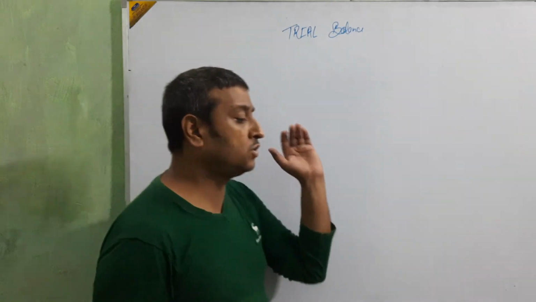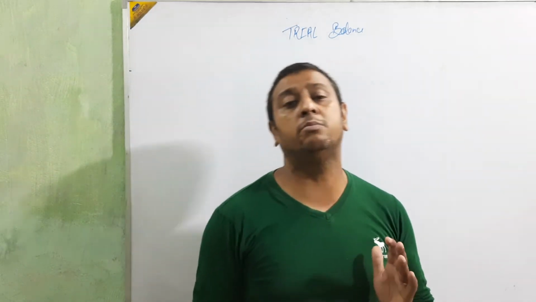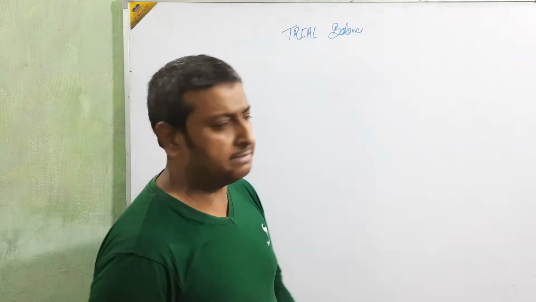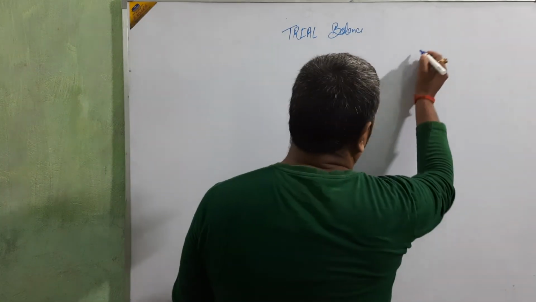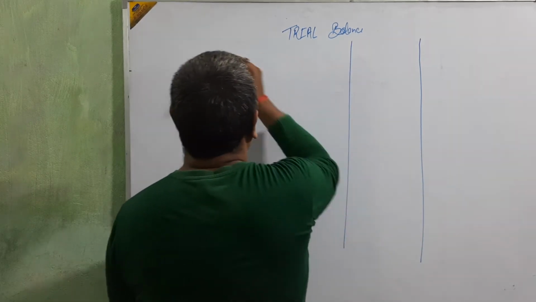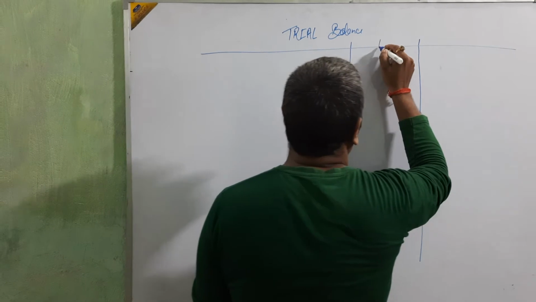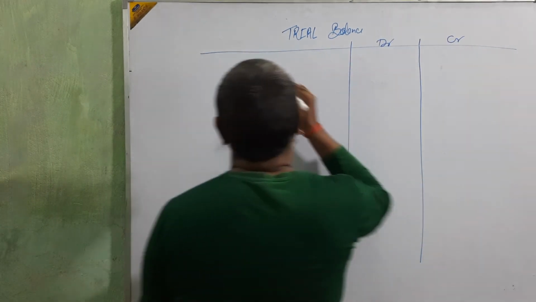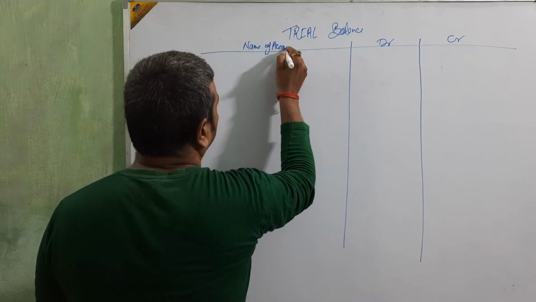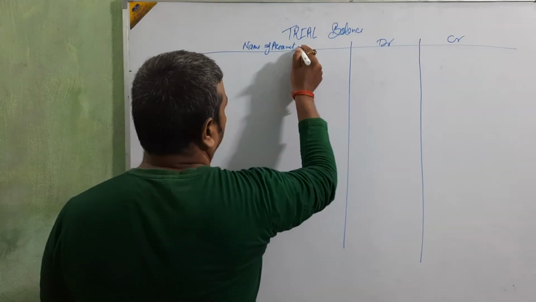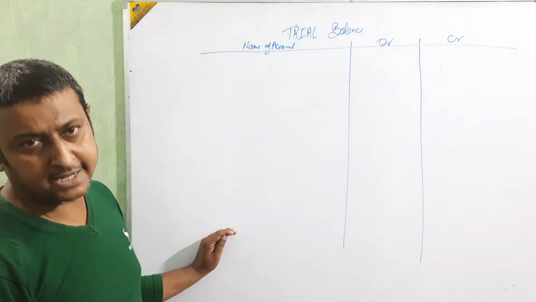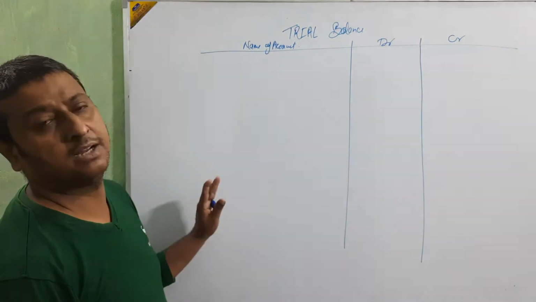now we are going to see how we make the trial balance. Okay beta. How do we make the trial balance? Just see. Two columns for amount, debit and credit, and name of account. Okay beta. Name of account. This is the pro forma.